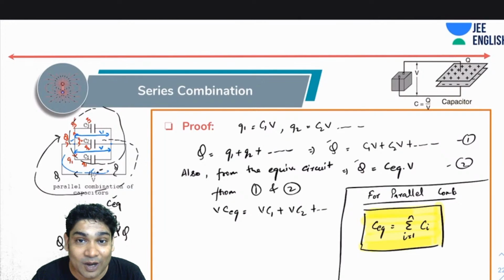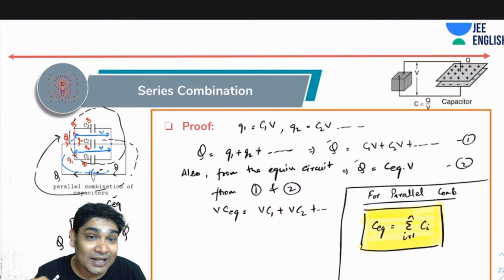When you were talking about series and parallel combination of resistors, here you're talking about series and parallel combinations of capacitors. Just remember one thing, that only the formula got reversed. The formula that you would apply there for parallel, you apply here for series. The formula that you applied there for series, you apply here for parallel.